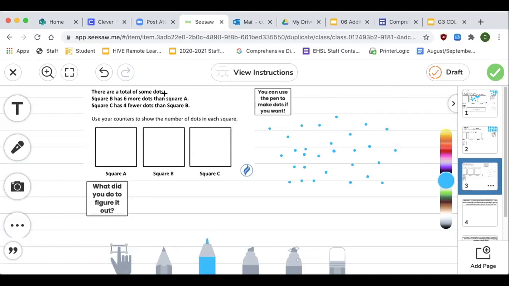There are a total of some dots. Square B has 6 more dots than square A. Square C has 4 fewer dots than square B. Now notice, it doesn't tell you how many dots you have to have. It just says that whatever number square A has, square B has to have 6 more dots. And whatever dots square B has, square C needs 4 fewer dots than square B.